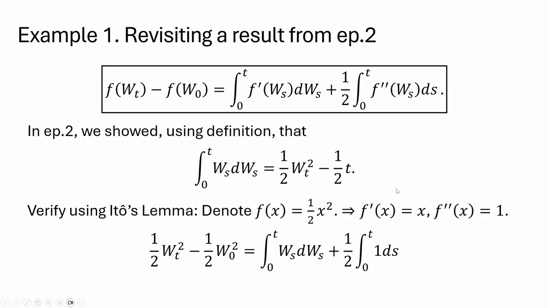Substituting f prime and f double prime into the Ito's lemma, we get half wt squared minus half w0 squared equals the integral of ws dws plus half the integral from 0 to t of 1 ds. The second term on the left hand side cancels, since w0 is 0, and the integral of 1 is just t. Rearranging, we indeed recover our result in episode 2, which is pretty nice.